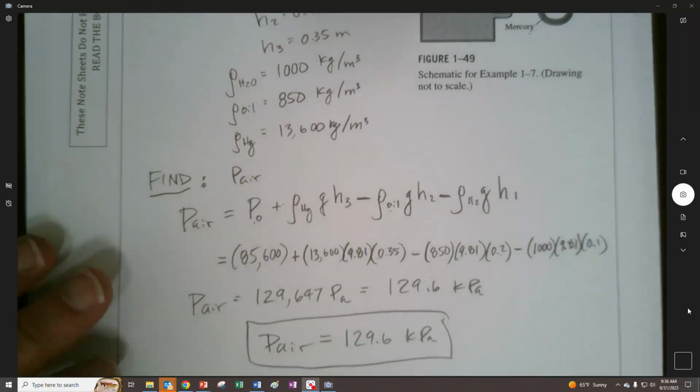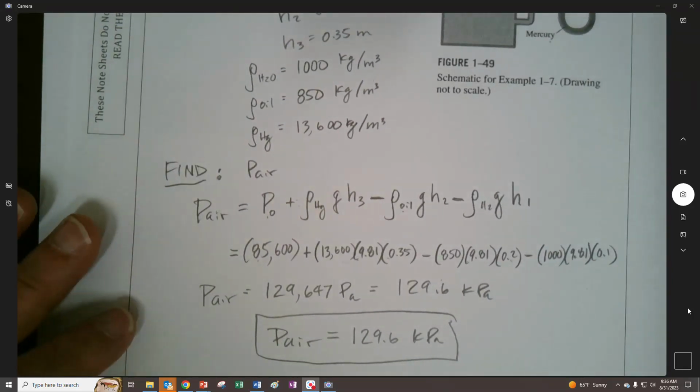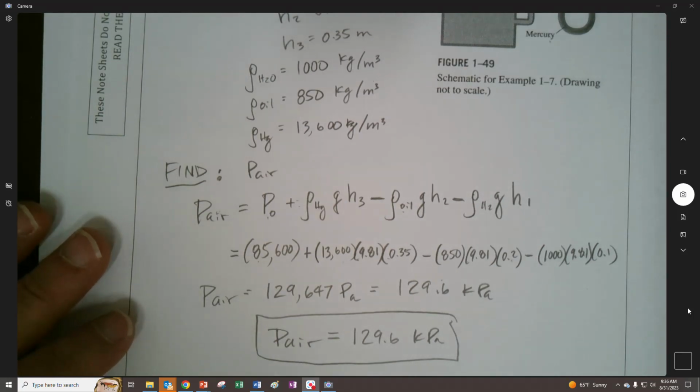Another example. This is a more complicated one. I think it's pretty close to one of your homework problems. So that was pretty nice of me, I think. We'll see you in class.